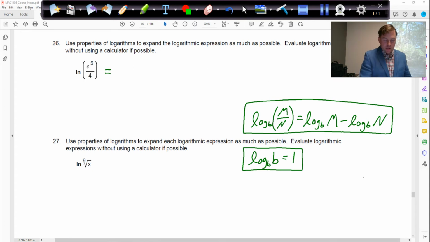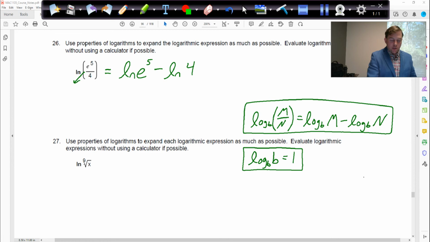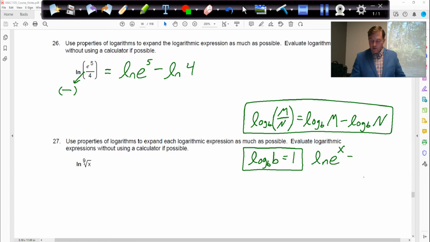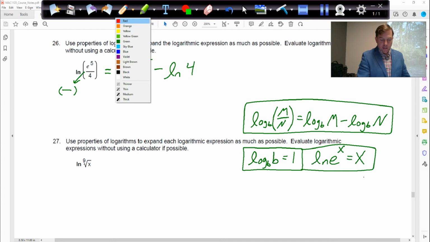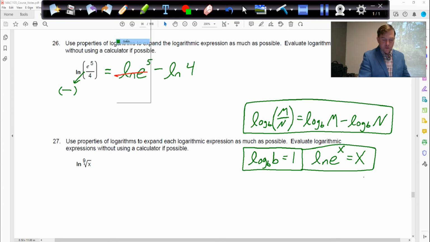So we can still write this as ln of the top stuff minus ln of the bottom, which is 4. So break that division. When we see division, we're going to think subtraction. Now we're going to remember, hopefully, that ln is base e. So if you have ln of e to the x, those also collapse, and the answer is just x. The answer is just the power. So this ln e is going to cancel, and the whole thing is going to simplify to just 5. So this is going to be 5 minus natural log of 4.